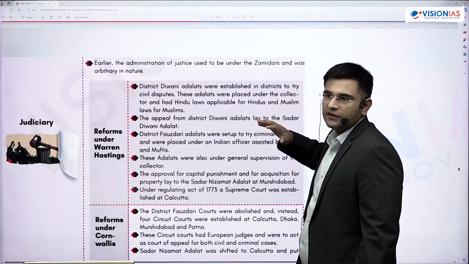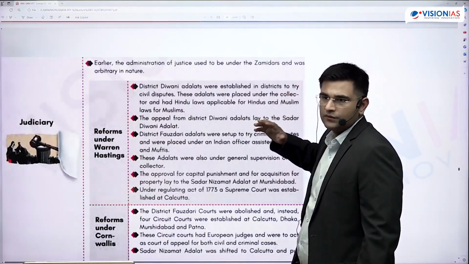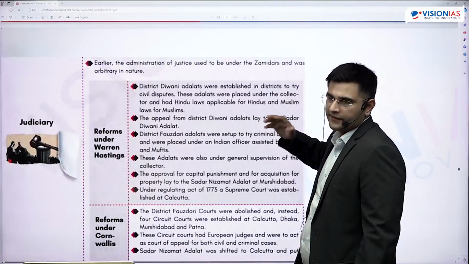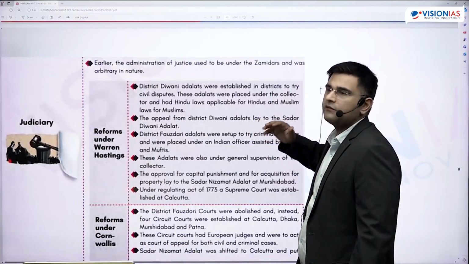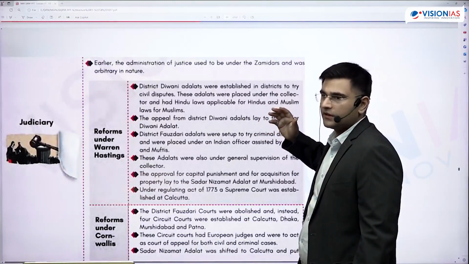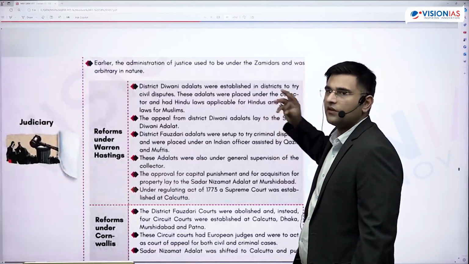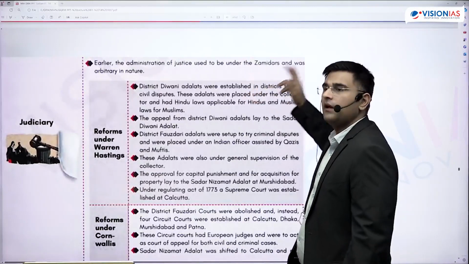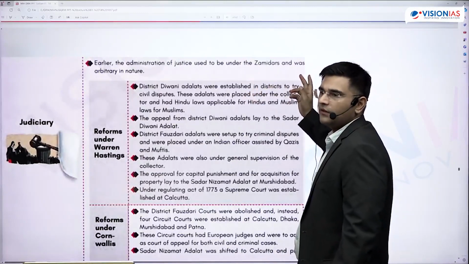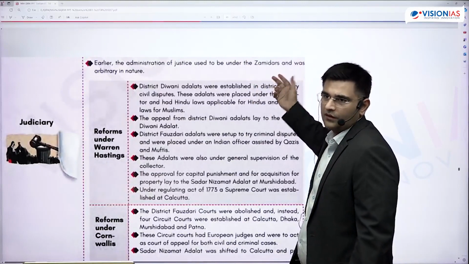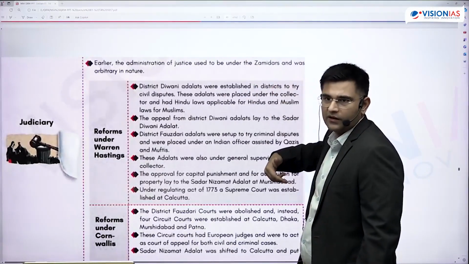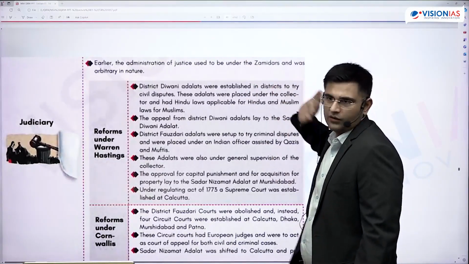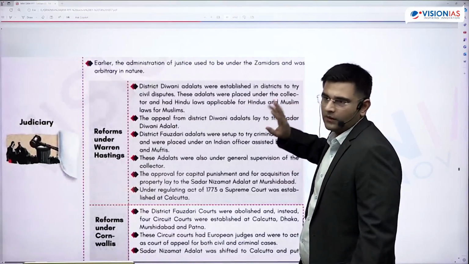But by 1774 the law and order situation did not improve. So in 1774 Muhammad Reza Khan was released from jail and he was made Chief Justice of Sadar Nizamat Adalat. So the 1774 situation is: Chief Justice of civil cases is the Governor General and his council members, and Chief Justice of criminal cases is the Deputy Subadar. Then comes Cornwallis in 1786 and he abolished the office of Deputy Subadar.